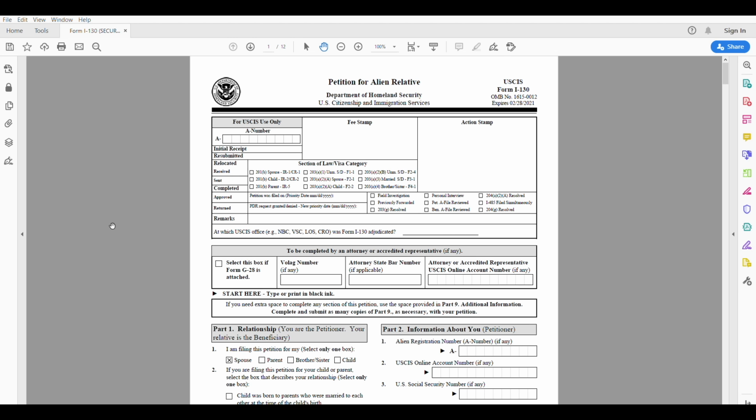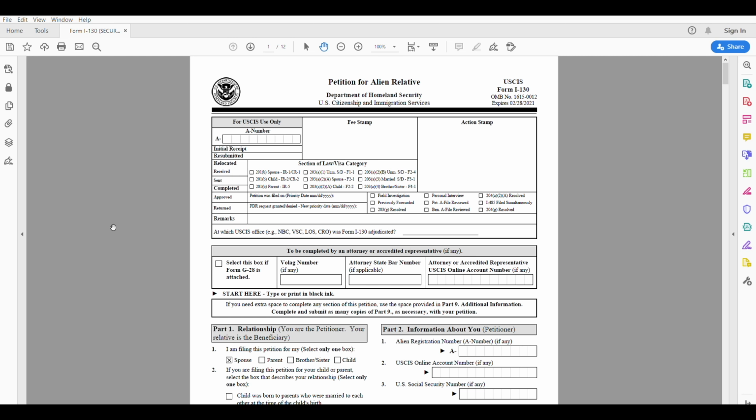I am an immigration attorney based in New Jersey, and today I'm going to be talking about filling out Form I-130, Petition for Alien Relative. This is the form you would submit if you, the petitioner, are either a U.S. citizen or U.S. permanent resident and you have a qualifying relationship with an alien relative.